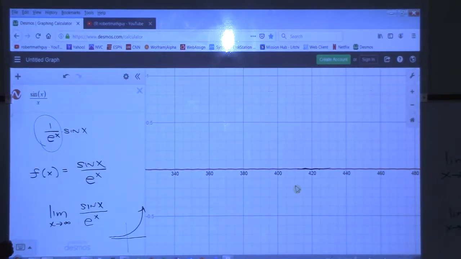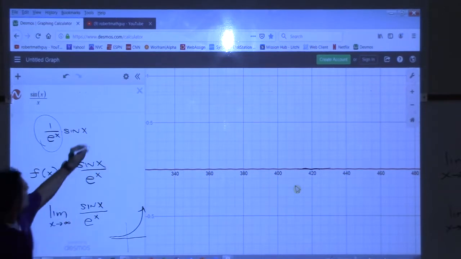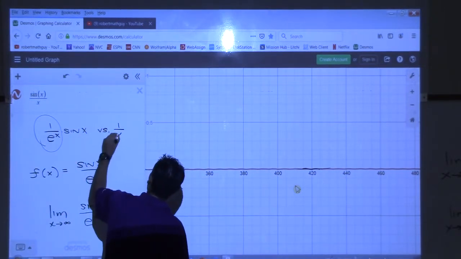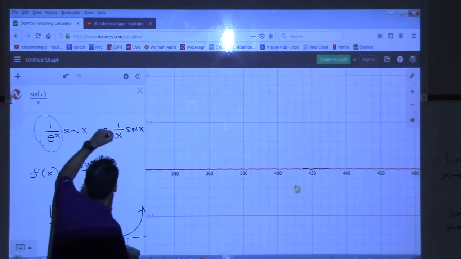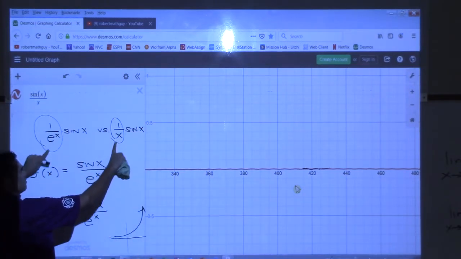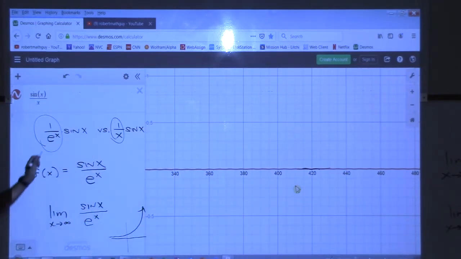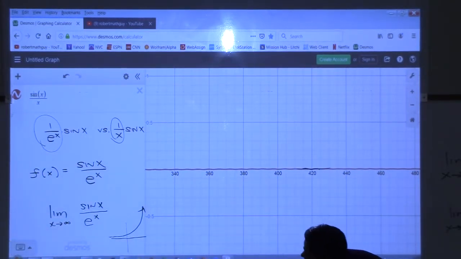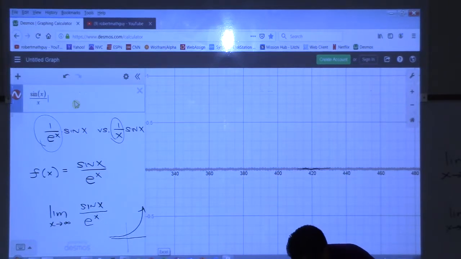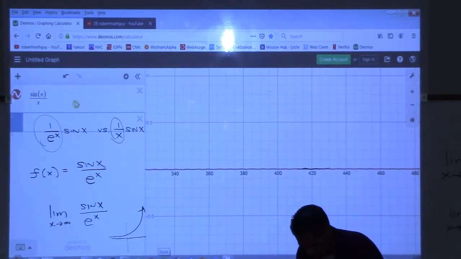Now which one do you think gets smaller faster? 1 over e to the x or 1 over x, the one we did before? Which one do you think shrinks faster? I'm asking you to compare 1 over e to the x times sine x versus 1 over x times sine x. Which one of these two gets smaller faster? As x gets big, 1 over e to the x, because e to the x grows very fast. So 1 over that should go small very quickly. So I'm going to graph that one, and we'll compare them. Then I'm going to talk to you quickly about why this is such an important type of function to understand.